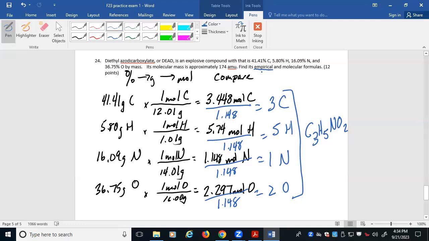Now, what about the molecular formula part? Here's where we have to do one more comparison. The molar mass of the actual compound is 174. What is the molar mass of this compound? Well, I've got to calculate it. 12 times 3 plus 5 times 1 plus 14 for the nitrogen and 2 times 16 for the oxygen. We get 87.03.